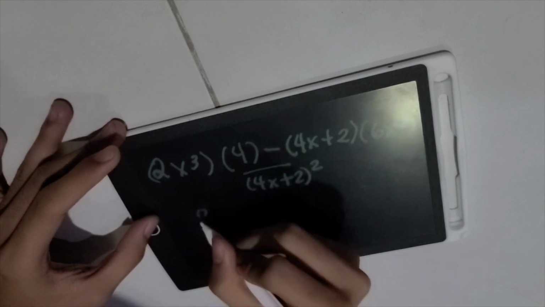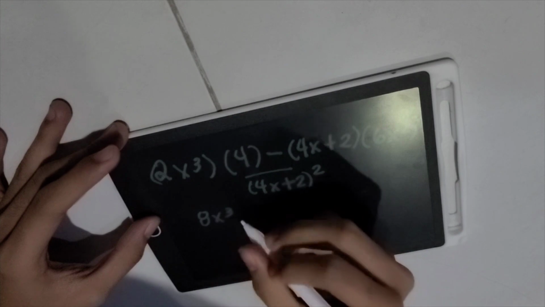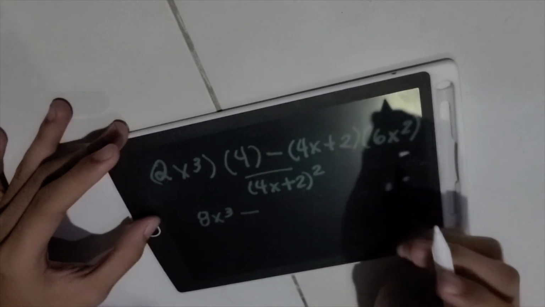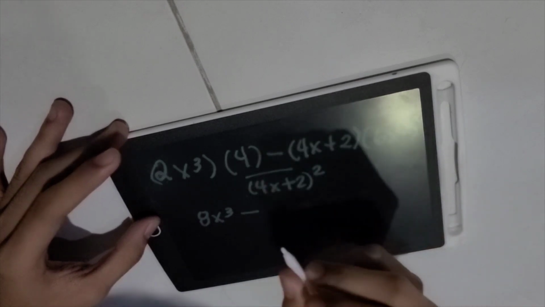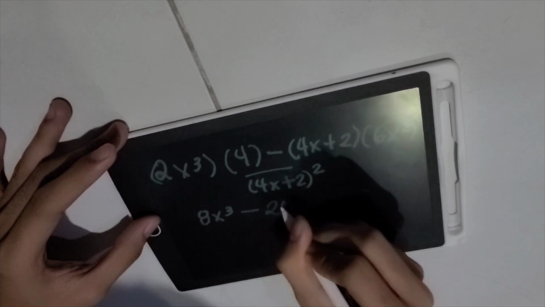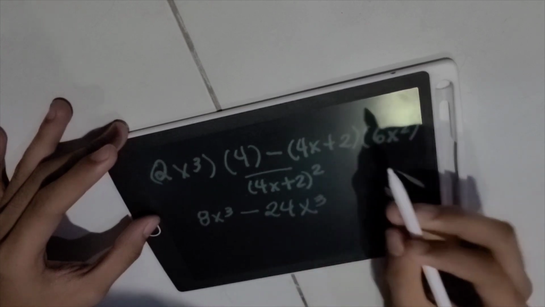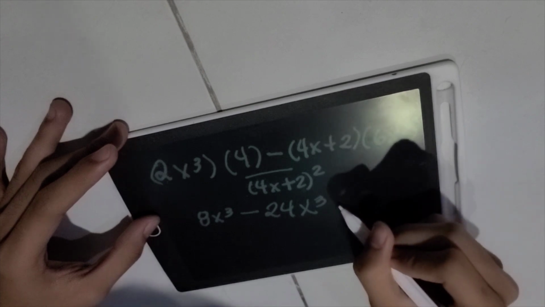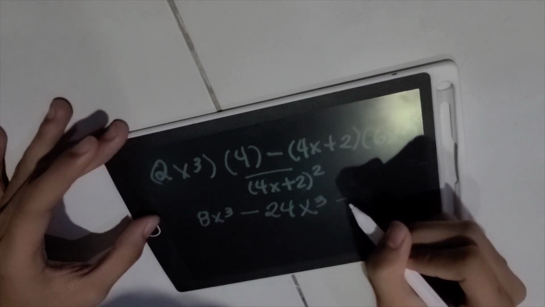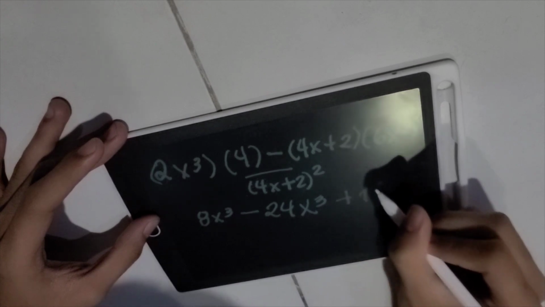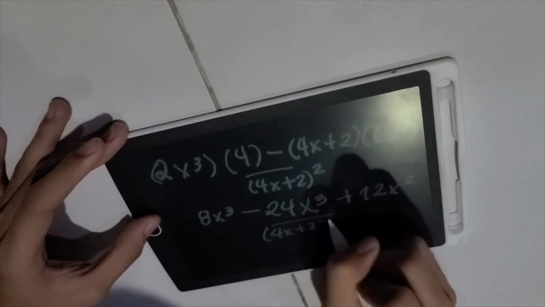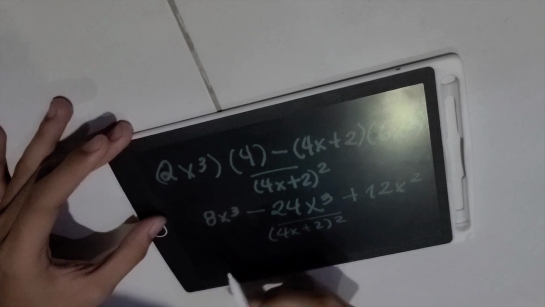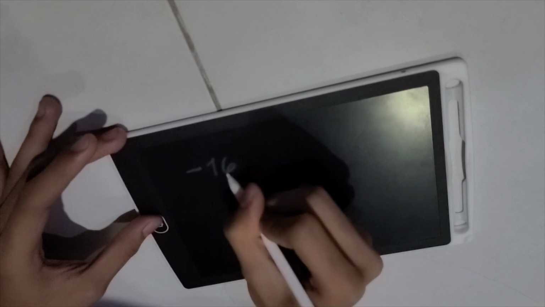Mangyayari, 2 times 4 is 8x cubed minus, copy the sign, 4x plus 2, multiply natin sa 6x squared. 4x multiplied by 6x squared is equal to 24x cubed. So, 2 multiplied by 6x squared, so we will have positive 12x squared. So, copy lang natin lagi yan. So, 4x plus 2 squared para mas madali natin makuha. And then, after that, we will have negative 16x cubed.